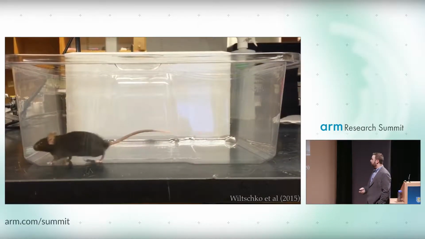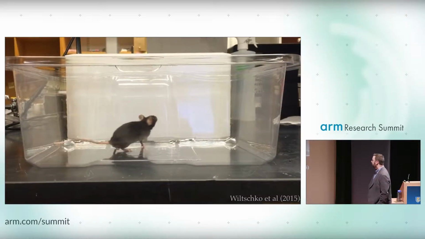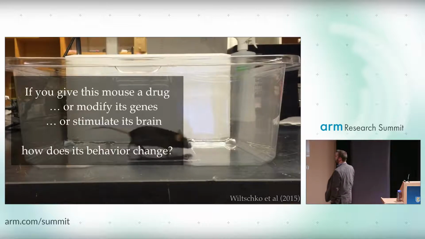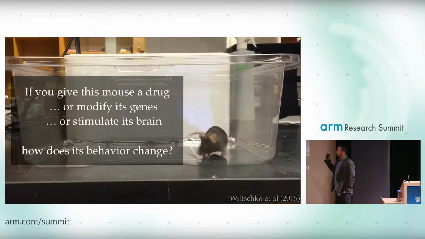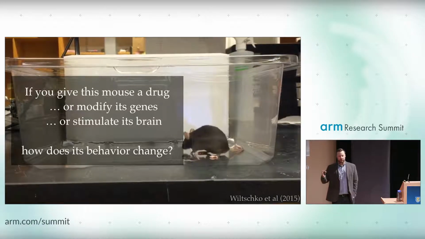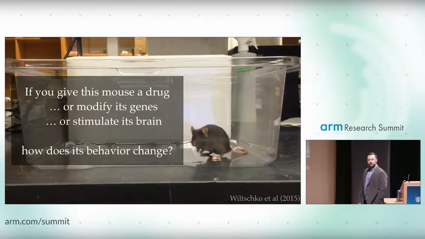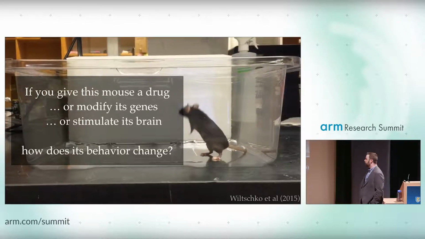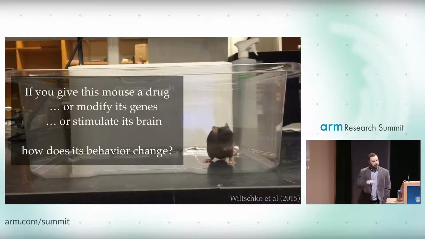And this is about modeling mouse behavior. We use mice to understand lots of different things about people. And the core question that we want to be able to answer is, if we give this mouse a drug or modify its genes or stimulate its brain in some interesting way, how does its behavior change? And this lets us do science, lets us discover drugs, and hopefully translate interesting things about mouse behavior to the way that humans behave.